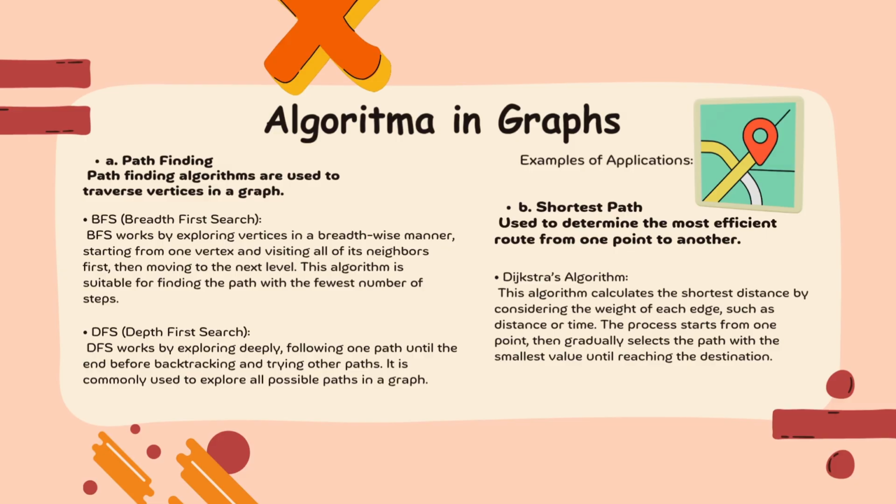DFS, Depth First Search. DFS works by exploring deeply, following one path until the end before backtracking and trying other paths. It is commonly used to explore all possible paths in a graph. B. Shortest path, used to determine the most efficient route from one point to another. Dijkstra's algorithm. This algorithm calculates the shortest distance by considering the weight of each edge, such as distance or time. The process starts from one point, then gradually selects the path with the smallest value until reaching the destination.